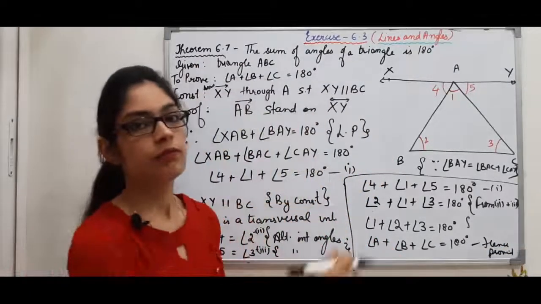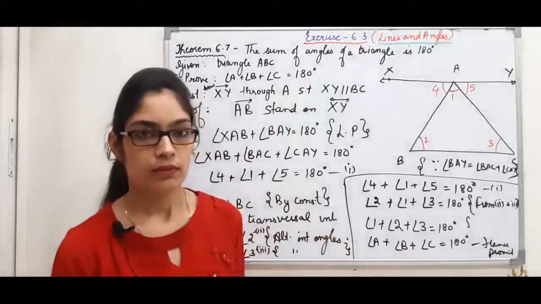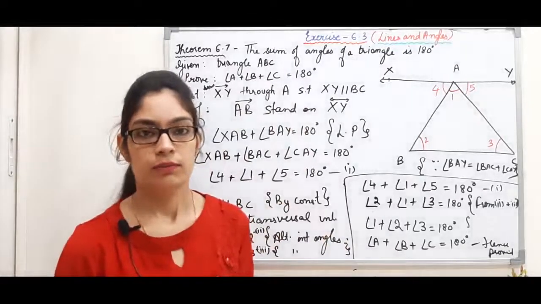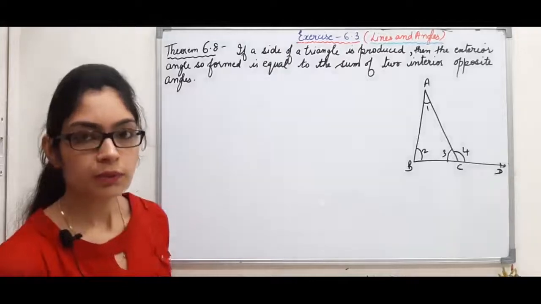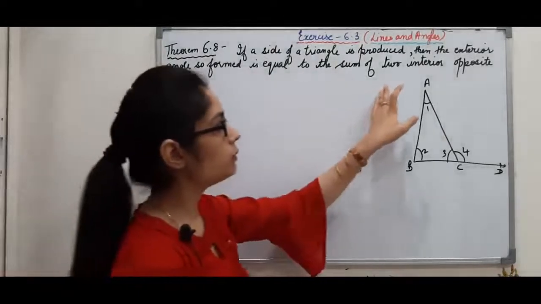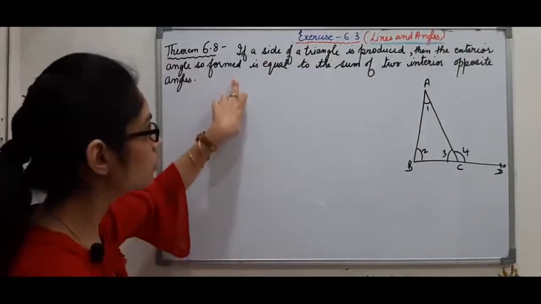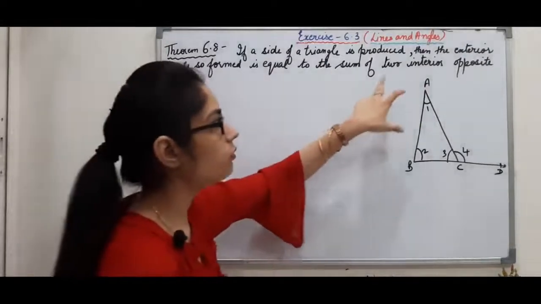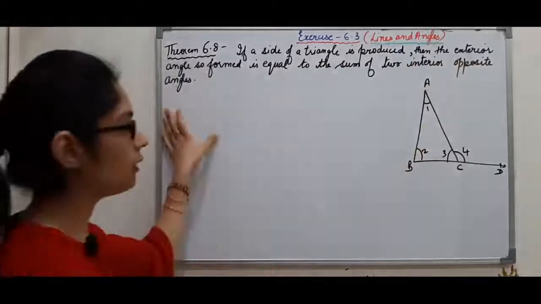Now this result we can use while doing the questions of the exercise. Now let's do the next theorem. So theorem 6.8 is, if a side of a triangle is produced, then the exterior angle so formed is equal to the sum of two interior opposite angles.